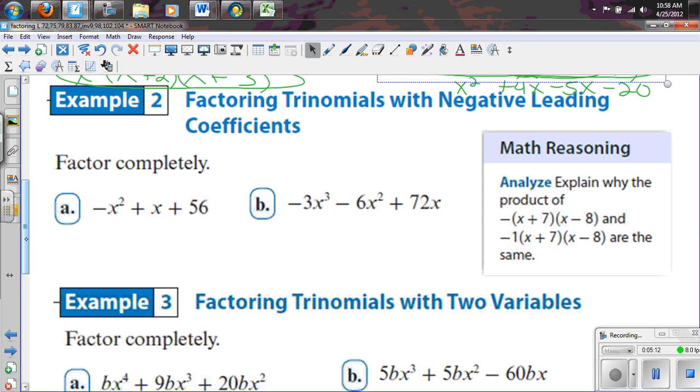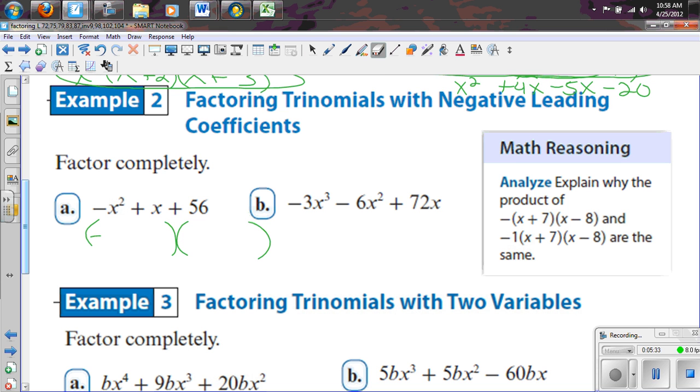Factoring trinomials with negative leading coefficients. We have to be careful because we don't want anything to be negative in the front, because then when we factor into two binomials, one of these would have to be negative and the other would be positive. And so we don't want to deal with the negatives and positives in front. We want to deal with them in the back.